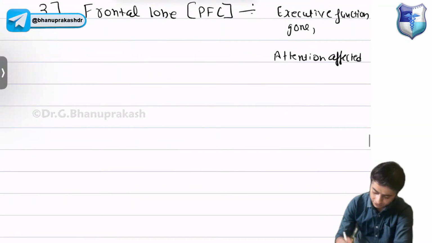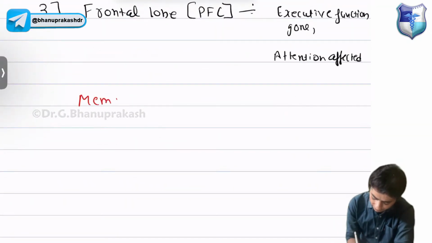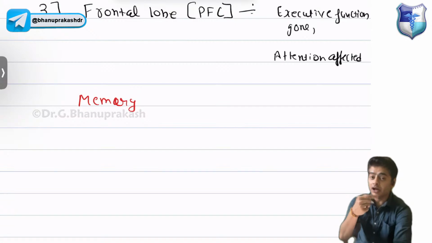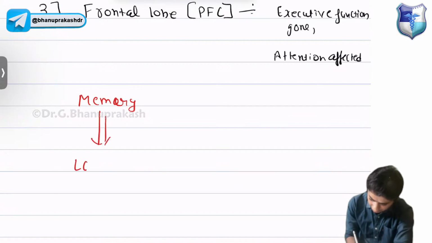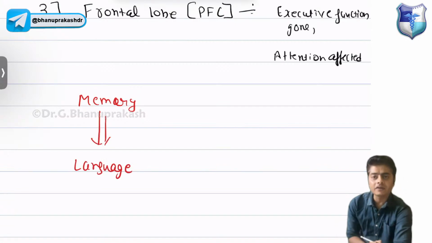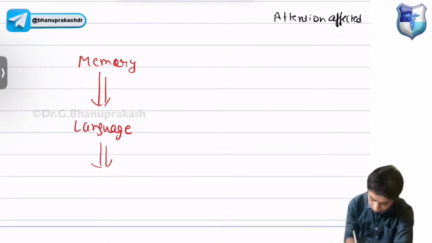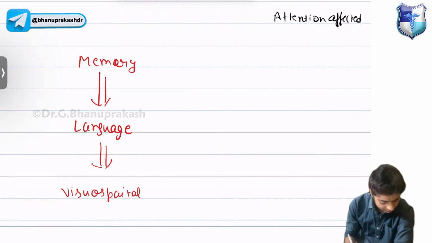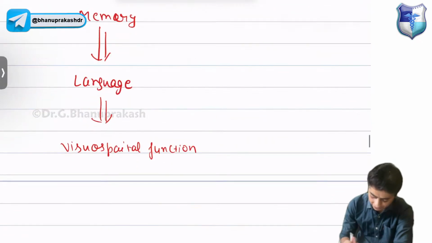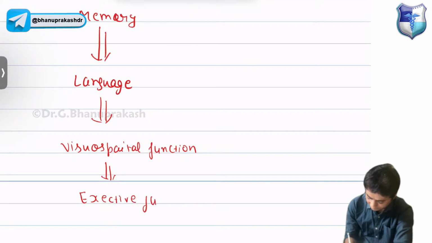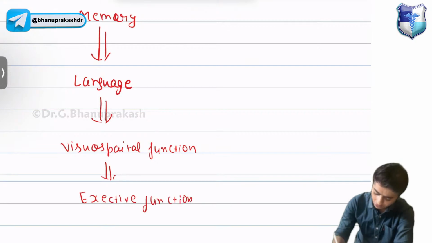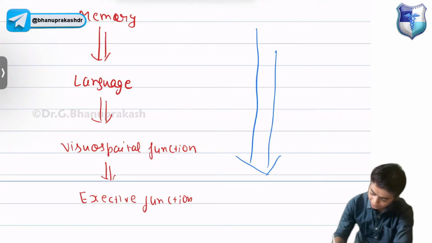So, in a nutshell, if we come to disease progression, it is your memory, your temporal lobe, then your anomic aphasia, then comes the language part. Done, sir. After language, your visuospatial function is affected, and after that, your executive function is affected. This is how the disease progresses.